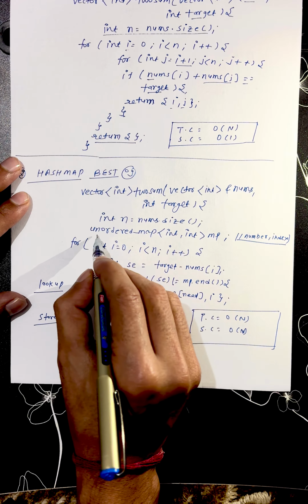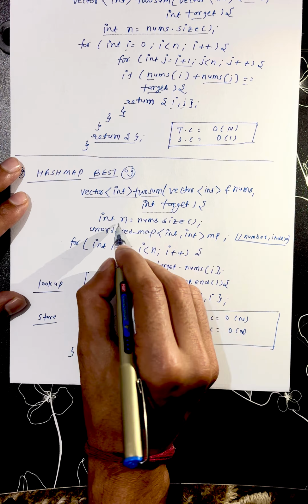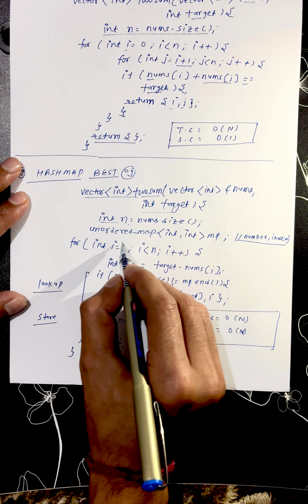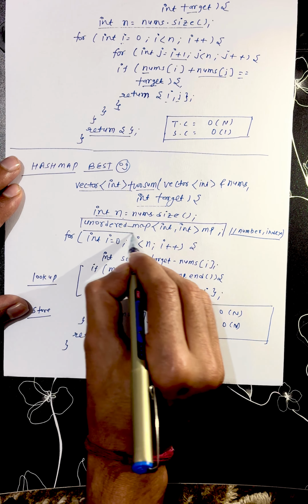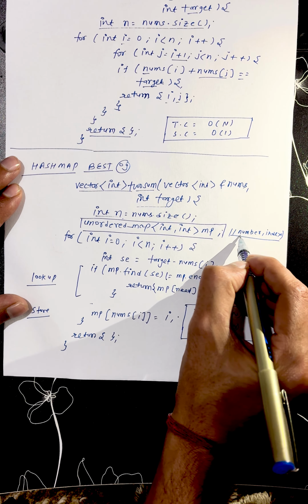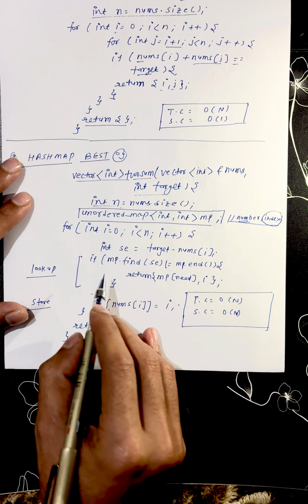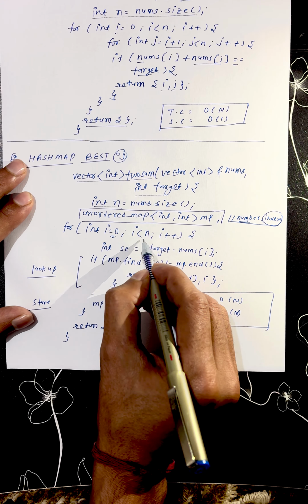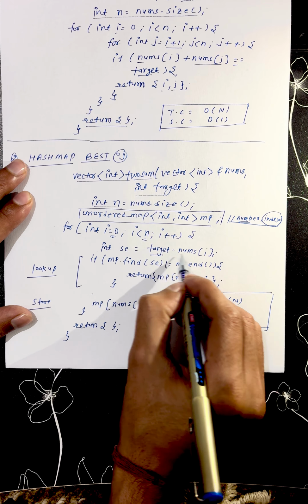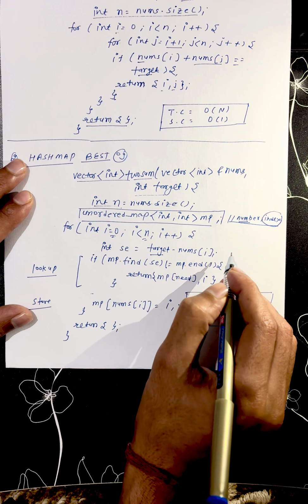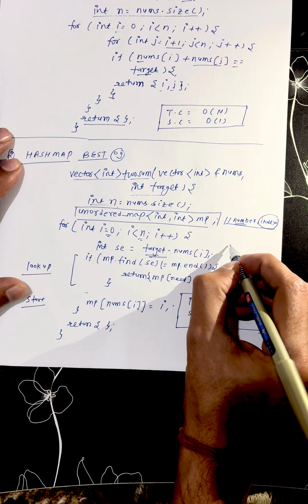So what we will do, we have the function twoSum and we have the target. I am computing the length, and we have declared an unordered map with int comma int. The first int is for the numbers, and the second int is for the index. Okay, so we will run the loop from 0 to n, and our searching element will be the target minus nums, because of how this works.